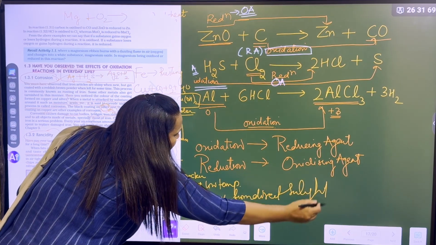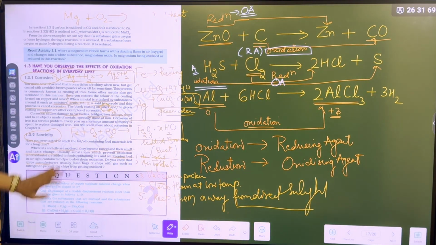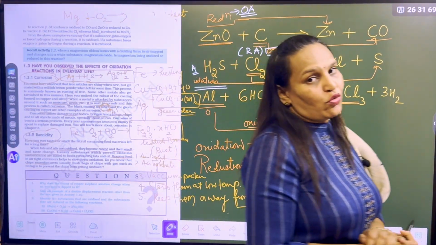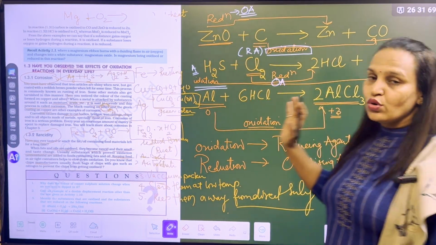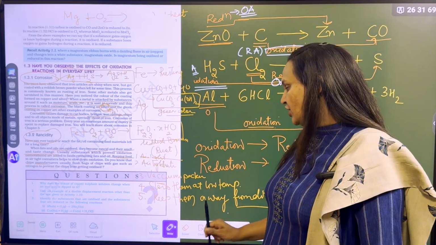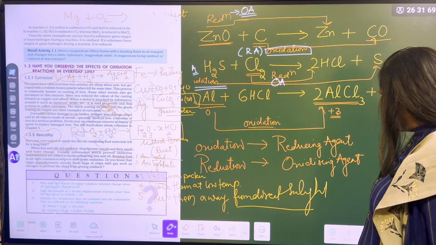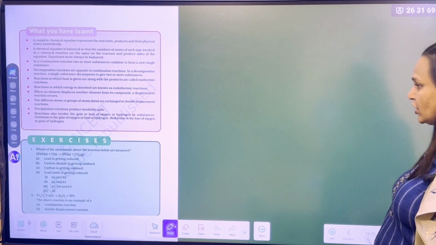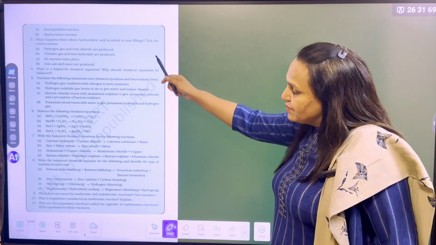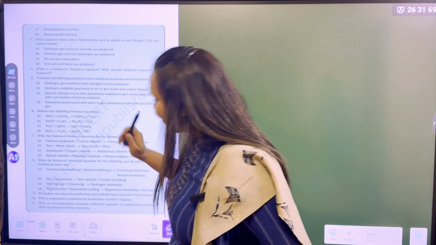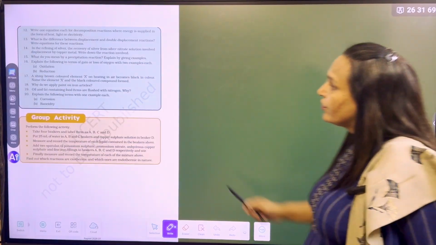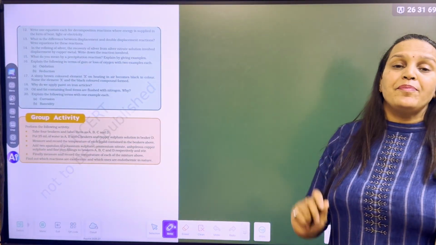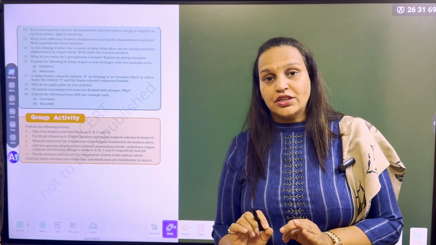I think everybody understood here. So here your chapter is finished. I would like to request all of you, please go through all the blue box questions, back exercise questions. See here, MCQs are there, complete the reaction is there, and these questions are there. Go through them, write every reaction.